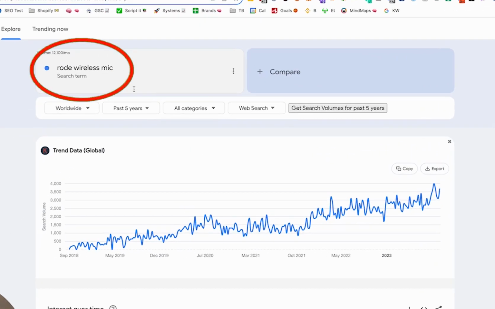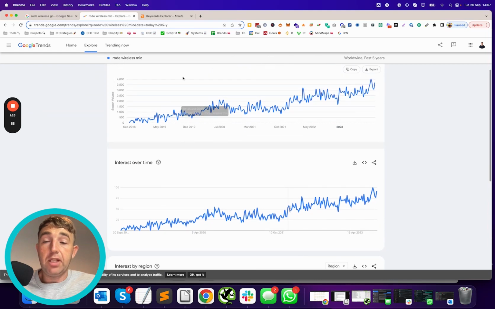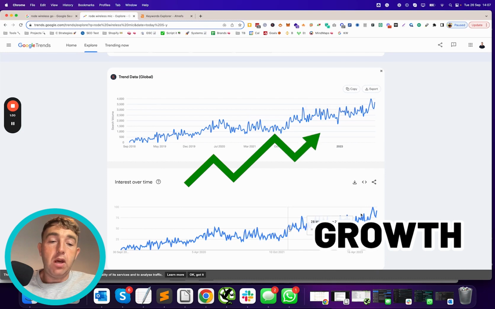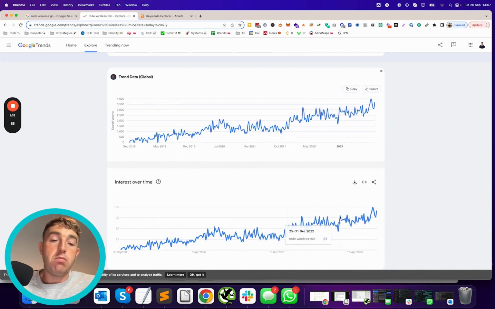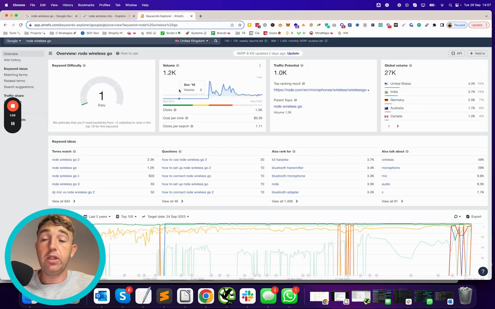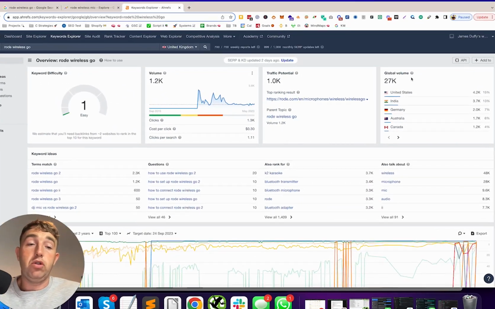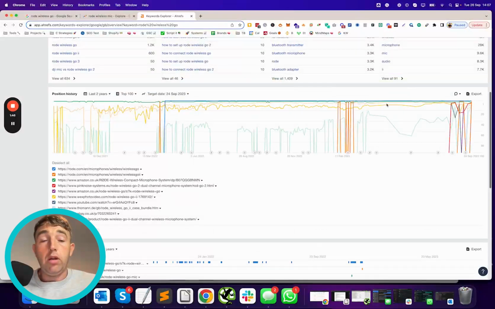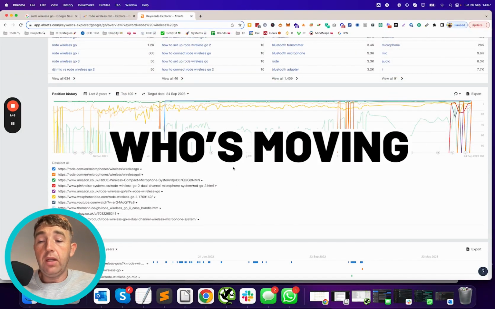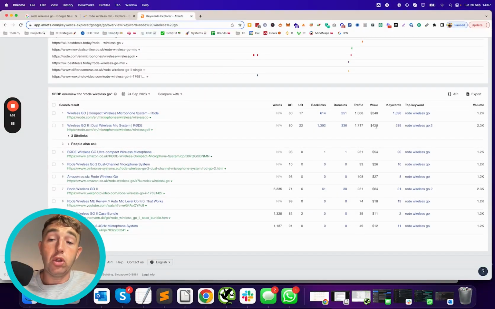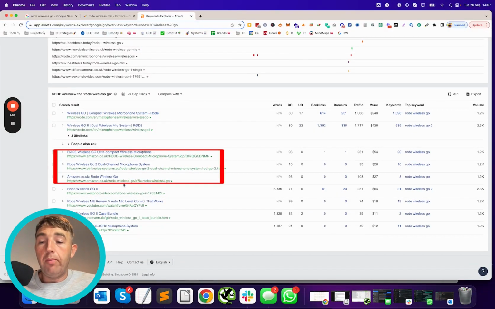So if we look at Rode Wireless Mic, we can see that matches up with Keywords Everywhere, just another tool that I use. And we can see the growth here is the kind of growth that we like to see. Now, just some more data. Obviously, the more data sources we have, the better. Ahrefs says 27K global. And we start to look at who's moving and why, and certain brands are jumping up. That's another data source. And then we can start to look at what brands are ranking.